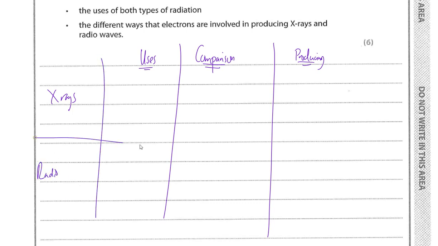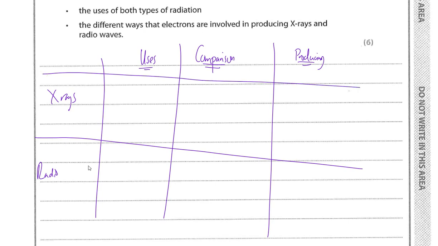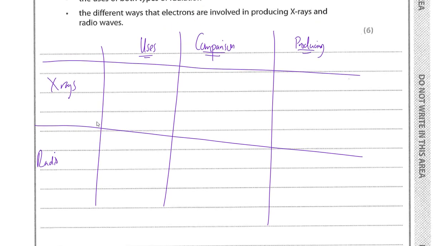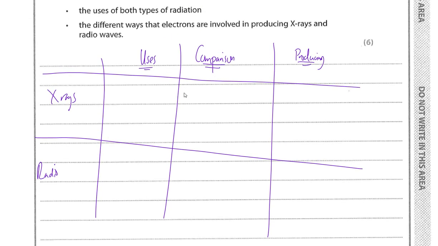Now if we want to get some marks, even though we forgot a few things about these, always start with the easiest one. Always start with the comparison. Now you know that X-rays have high frequency. You know that radio has low frequency. You know that this one has short wavelength, and this one has very large wavelength. Now we're comparing them, yeah? Fair enough.